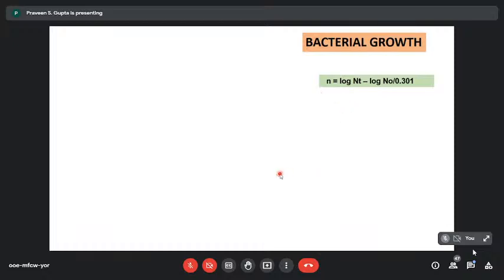Now, in bacterial growth, one important thing is generation time. The generation time of each and every bacterium differs. Generation time means doubling time. The bacteria require some time to double, and that is known as generation time. It is represented as log Nt minus log N0 divided by 0.301.